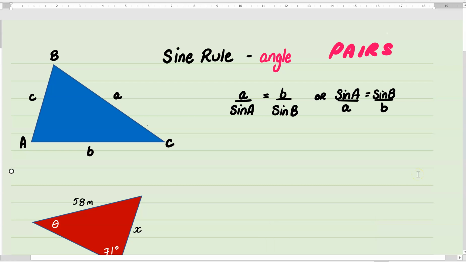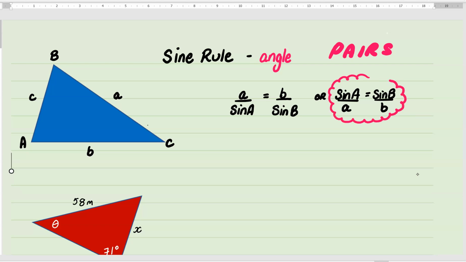Okay, so sine rule part 2. This time we're finding when we've got an unknown angle. So it's still the same sort of rule, and we're still using pairs, but this time we're going to start with using sine A on A upstairs.